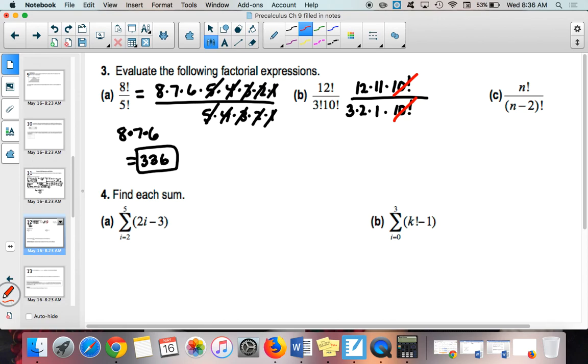And the 3, 2, and 1 reduce out with the 12 and 11, right? So we're reducing the 3 and reducing the 12, and I'm putting 4. Well, 4 and 2 reduced to 2. So I end up getting 22. Did you guys see it?